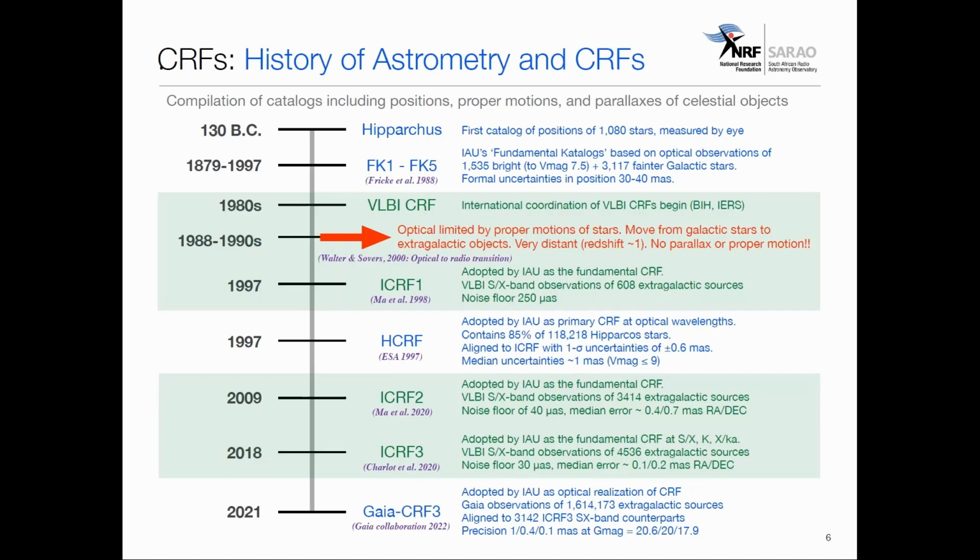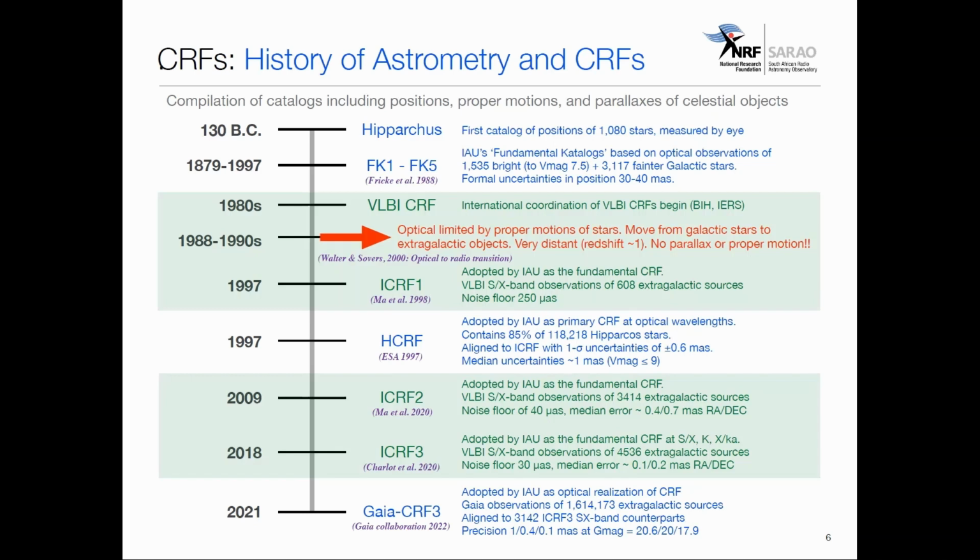So the first frame, the International Celestial Reference Frame 1, was adopted by the IAU as the fundamental standard. That was in 1997. That was followed by the ICRF2 in 2009. And then today, the ICRF3 is the current international standard frame.